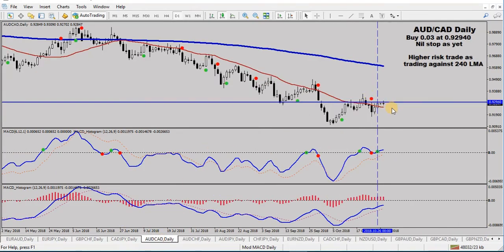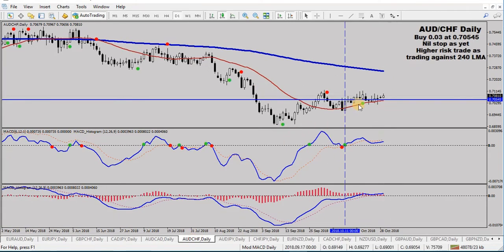AusCAD in a buy, and you can see it's going nowhere. You can see high risk trade, trading towards the 240 LMA. A few false starts on this one, but when it gets in a good trend, this pair can go a fair way. So look, this sell back here, up here somewhere. That went all the way down to here, so it's not a bad effort.